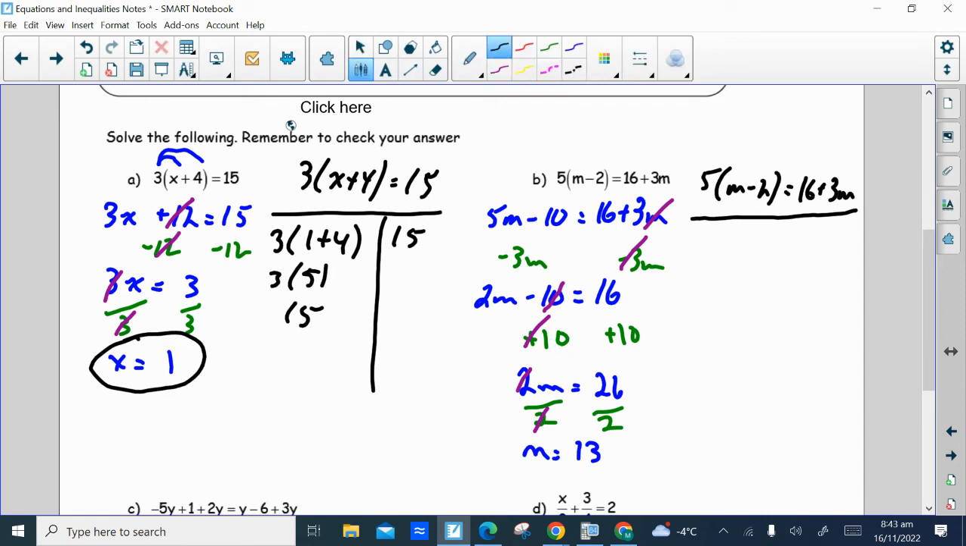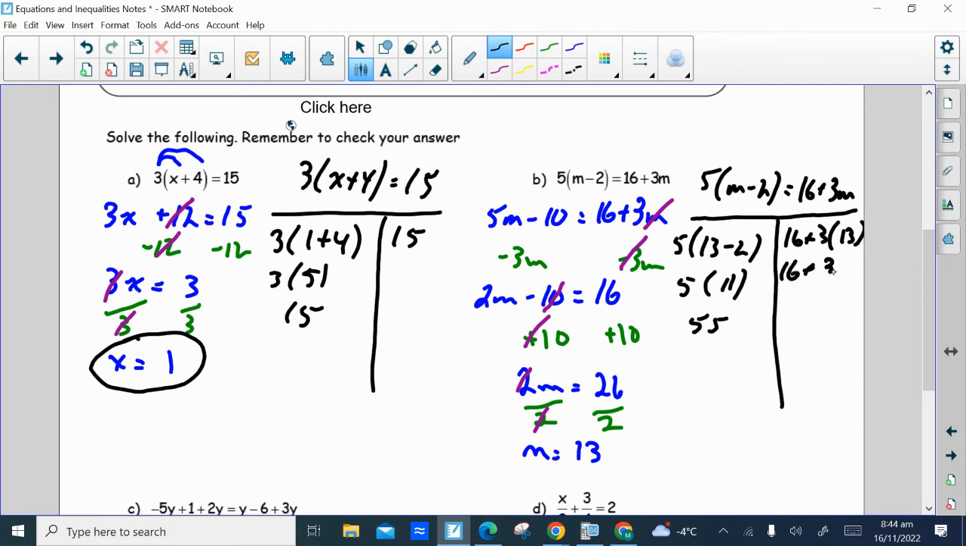Okay? So again, the equal sign divides our equation into two sides, left and right. We need to show that we get the same number on both sides when m is 13. So on the left, it's 5 bracket 13 take away 2. 13 take away 2 is 11, and 5 times 11 is 55. On the right side, 16 plus 3 times 13. 3 times 13 is 39. And when you add 16 and 39 together, you do get 55. So it checks. This is showing that your answer is correct.